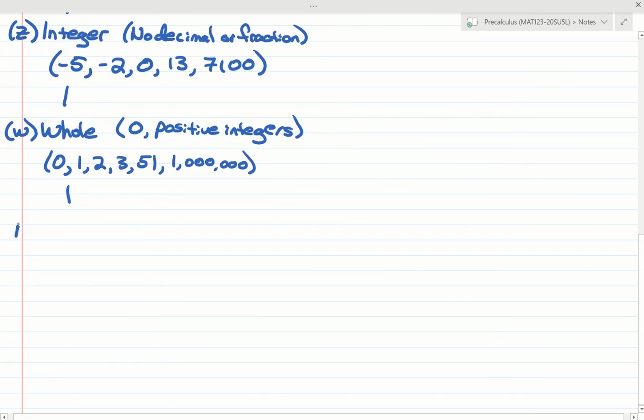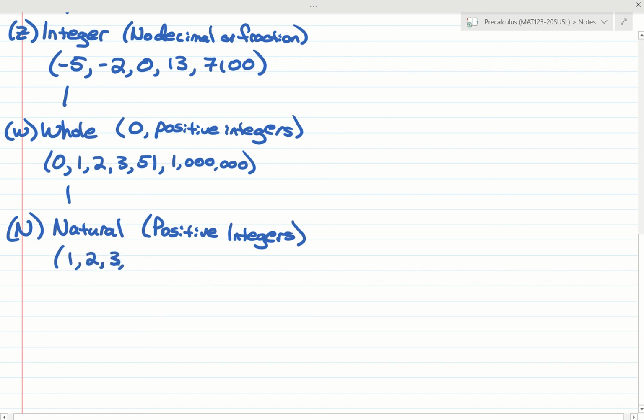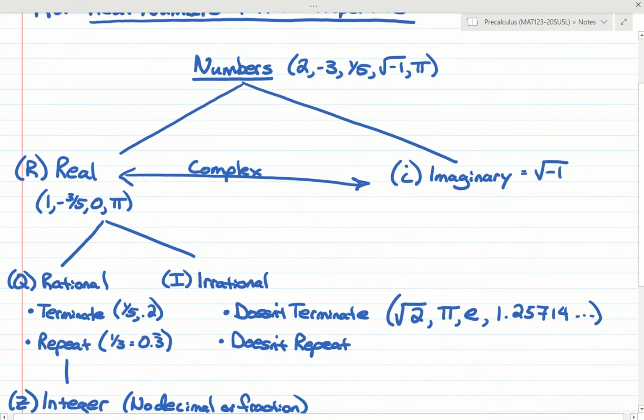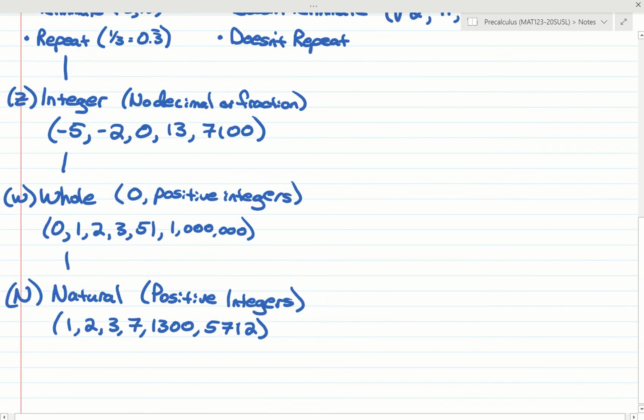What a natural number is, a natural number would be just the positive integers. So that would be like, not 0, 0 is a whole number, but 1, 2, 3, 7, 13, 100, and so on. Right? No decimals or fractions. So you can see that we start off with very general definitions of numbers, and we get more specific as we go down this chart.